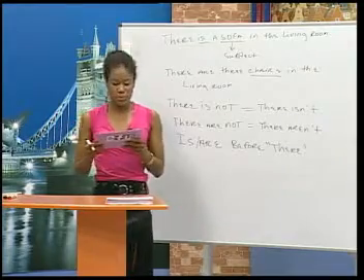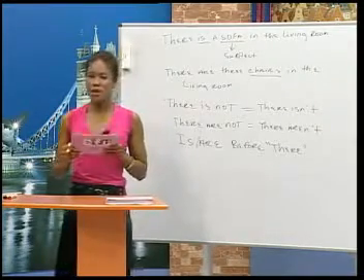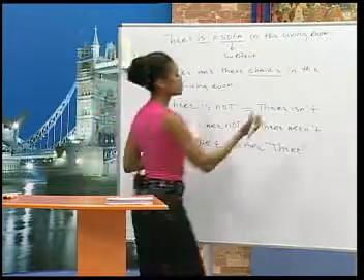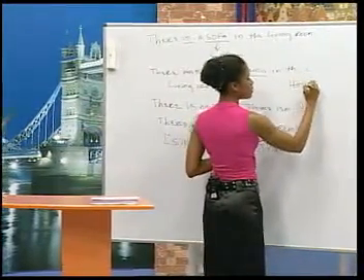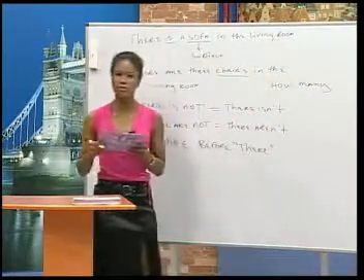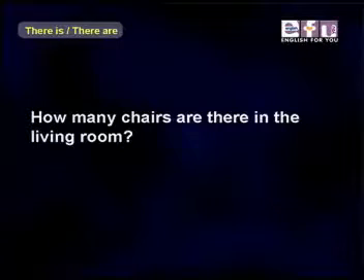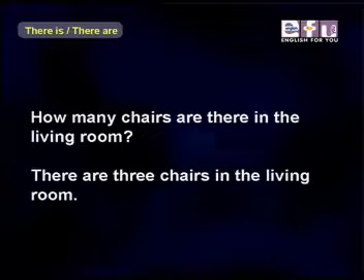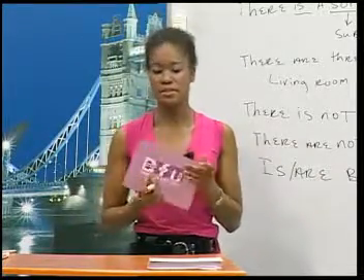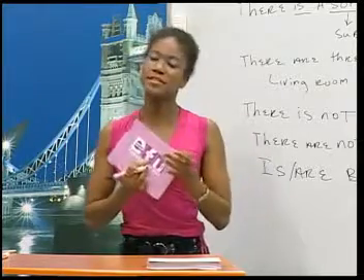You may use there is and there are when answering a question using how many. Look at your screen for an example. How many chairs are there in the living room? Answer: there are 3 chairs in the living room. Now let's practice. There is, there are, there isn't, there aren't.